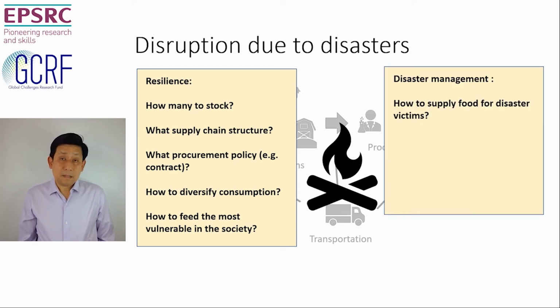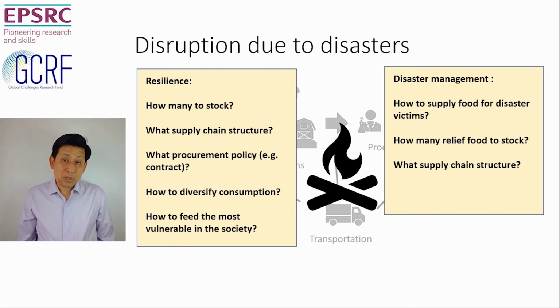The second thing that comes to mind is disaster management. So when there's a disaster, how can we supply food for the victims? And in this context, how much relief food do we need to stock? And we need to think about the appropriate supply chain structure. Likewise, we also need to design the right procurement policy.